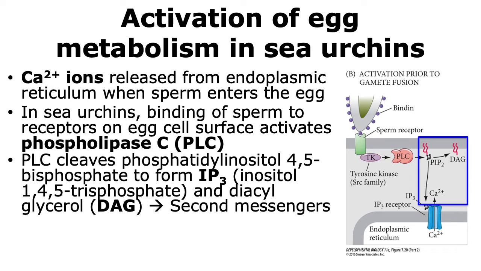Diacylglycerol remains on the membrane, but IP3, which is inositol 1,4,5-trisphosphate, can diffuse into the cytoplasm. Both IP3 and diacylglycerol are second messengers. All of this information about the production of IP3 and diacylglycerol should have been covered in the cell signaling part of cell biology, so please do go and read that part if you want to refresh these specific concepts.